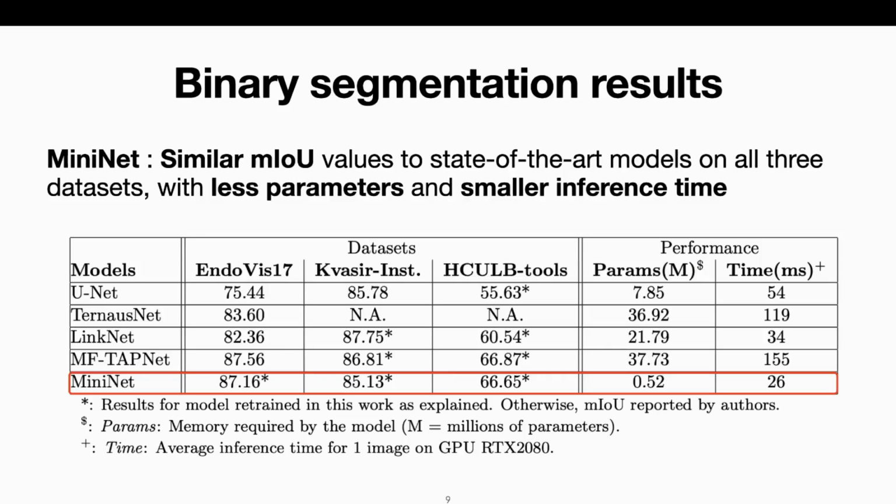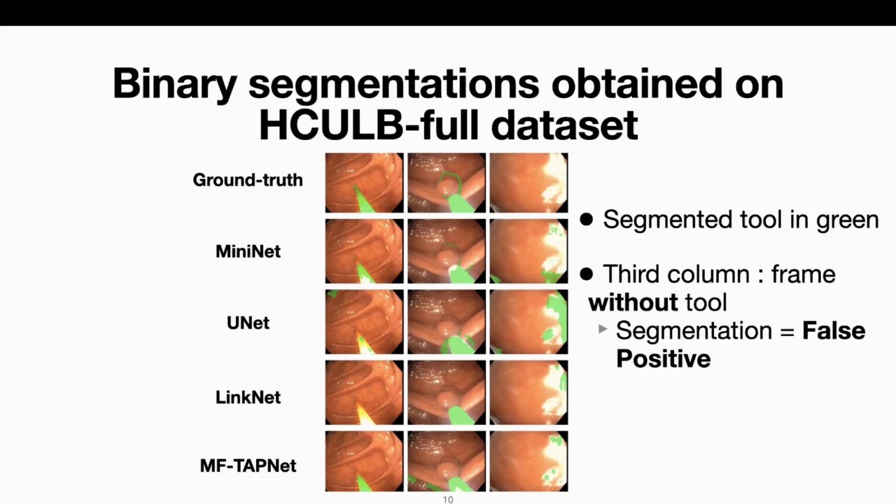We first evaluate MiniNet for binary segmentation on the 3 datasets. MiniNet achieves similar mean intersection over union values as state-of-the-art models, but is more efficient, meaning it has a much smaller number of parameters with faster inference time. The segmentations obtained on different frames further show that MiniNet is comparable to state-of-the-art models. They also show in the third column that all models introduce false positives when there are no tools present in the frame.